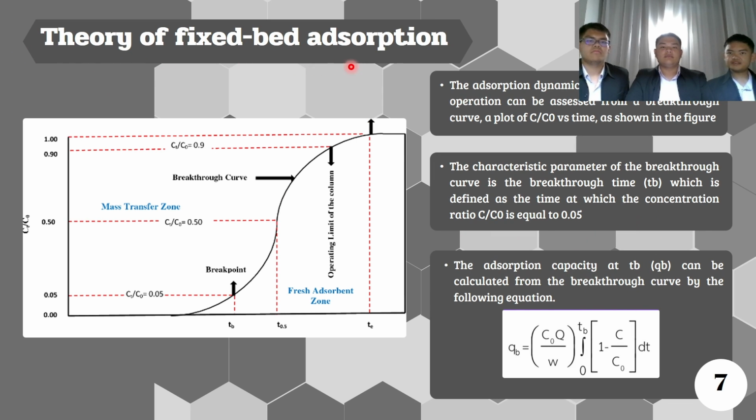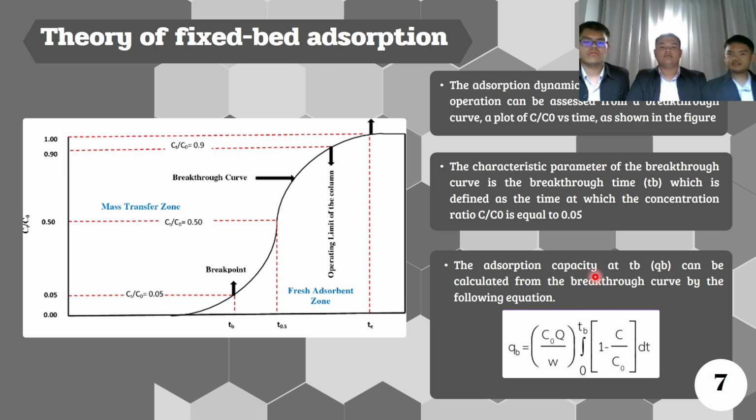This is the theory of the fixed bed adsorption. The adsorption dynamic of continuous fixed bed operation can be assessed from a breakthrough curve, a plot of the ratio C over C0 versus time, as shown in the figure. The characteristic parameter of the breakthrough curve is the breakthrough time or tB, which is defined as the time at which the concentration ratio C over C0 is equal to 0.05.